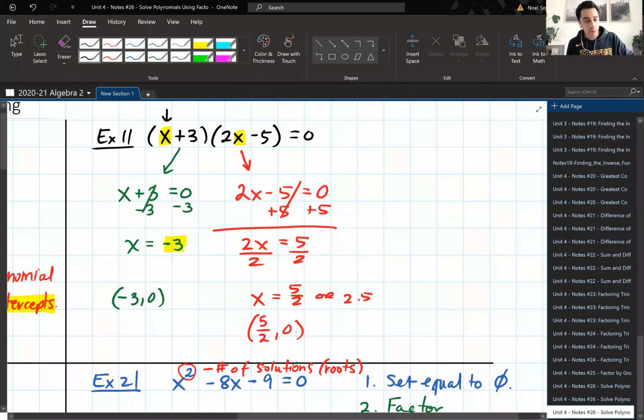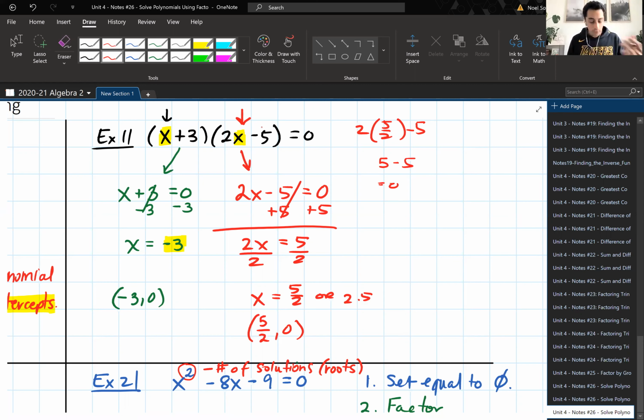The other potential x-intercept would be 5 over 2. This time, if I were to take 5 over 2 and plug it into both of my x values, in this one I would have 2 times 5 over 2 minus 5. This gives us 10 over 2, which is 5 again. So 5 minus 5 gives us 0, right? So then this would become 0 times anything, which is still 0. So either one of the values, -3 or 5 over 2, represents an x-intercept.